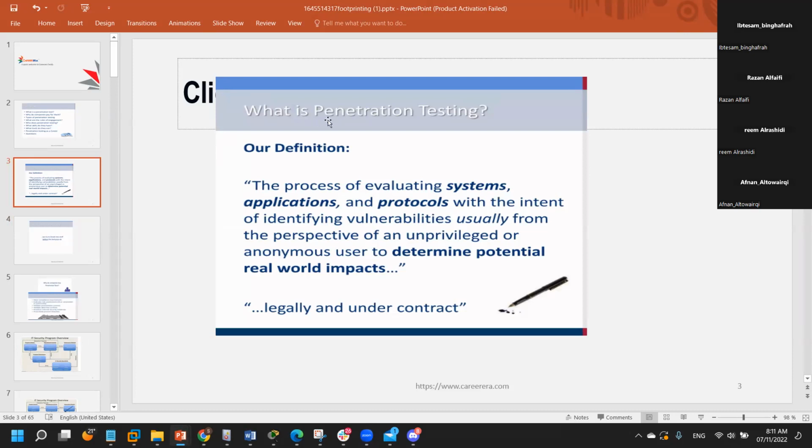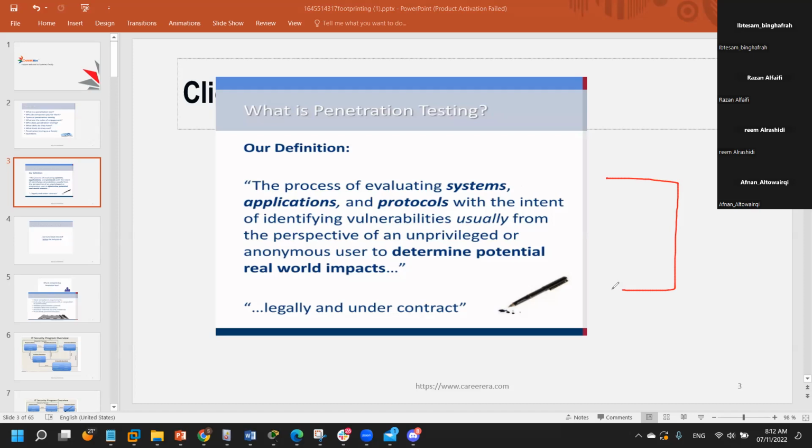So you can see the definition here is coming from, I think, NIST: a process of evaluating systems, applications, and protocols with the intent of identifying vulnerabilities, usually from the perspective of an unprivileged user or anonymous user, to determine potential real-world impact. So you are really trying to look at weaknesses and see if these weaknesses can impact my system. Why does it say evaluating systems?